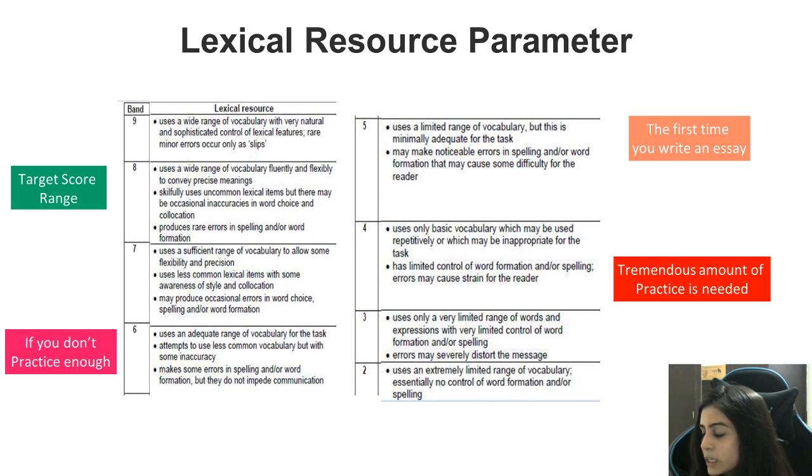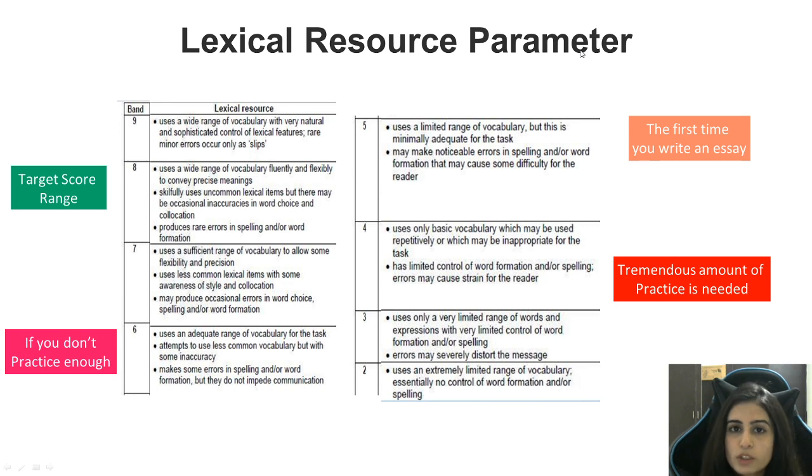Okay, so what is lexical resource all about? It is broadly used as vocabulary in common day-to-day conversations, and you're like, vocabulary is equivalent to lexical resource. That's not it. Yes, vocabulary contributes to a major part of this parameter, but that's not it.